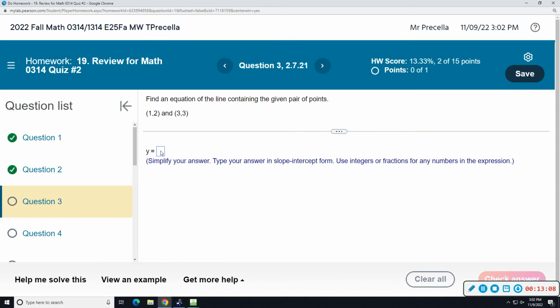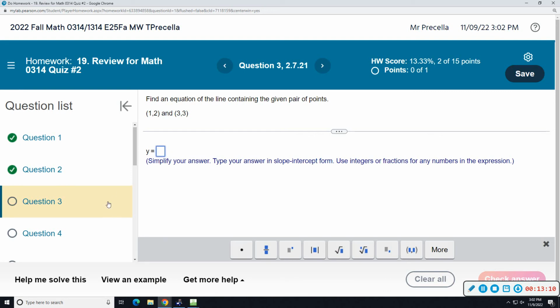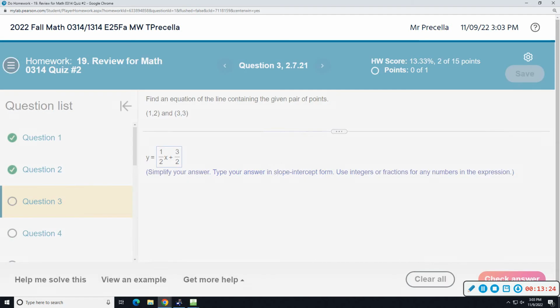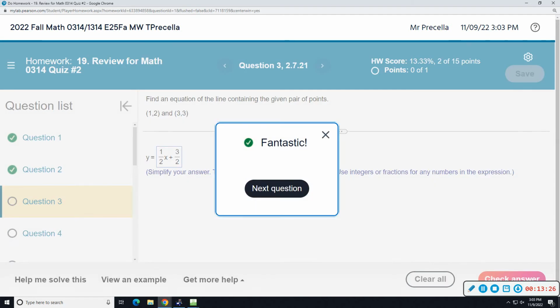They gave us the y equals, so all we type is 1/2. Don't put the x in the denominator. Remember to tab over or use a right arrow. That's what I do. A right arrow plus 3/2. Any questions there?